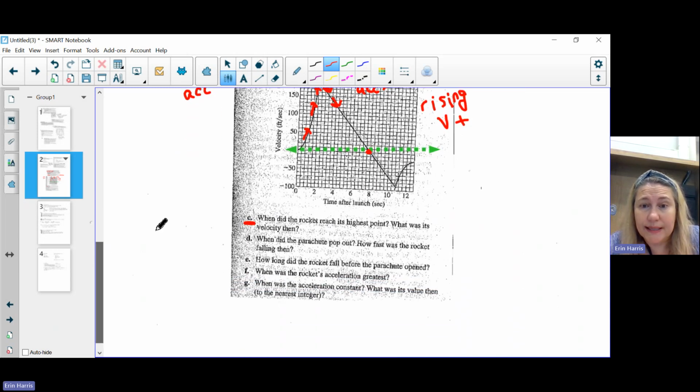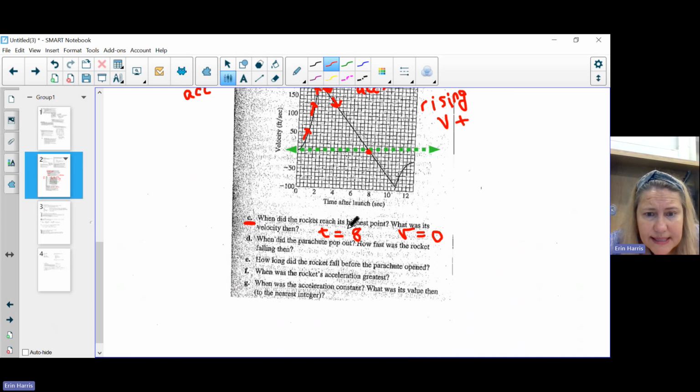The highest point that it would reach is right before it changes directions. Okay, so this would be t equals 8. So again, looking at a graph of velocity, it's so counterintuitive. But our highest point was reached at t equals 8. And remember, at the maximum height, velocity is 0.